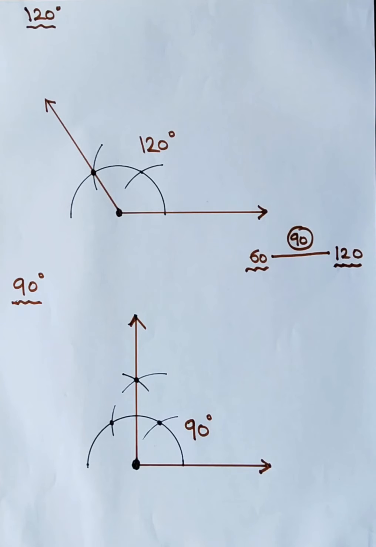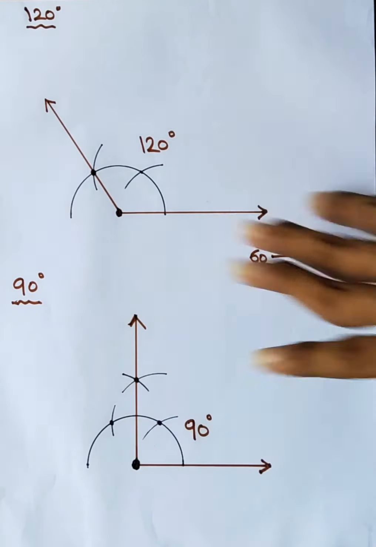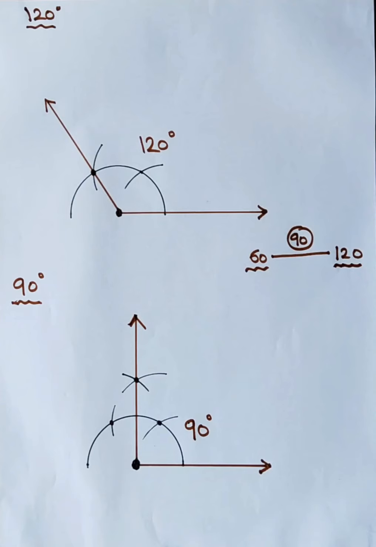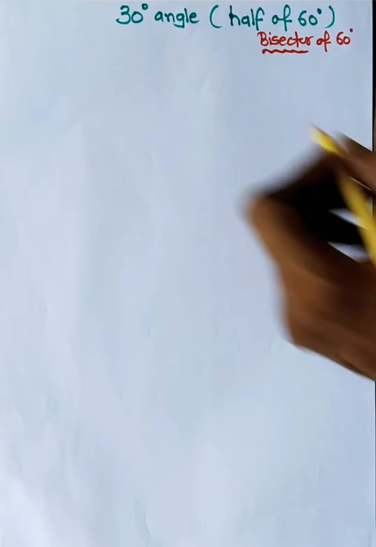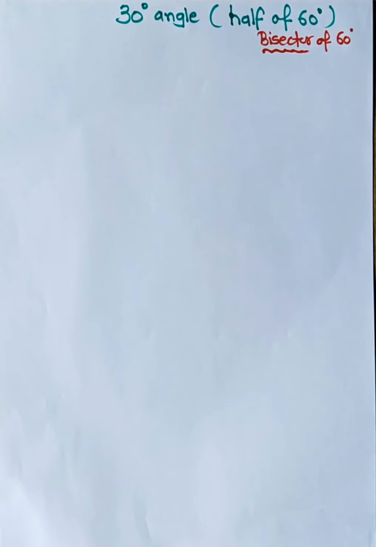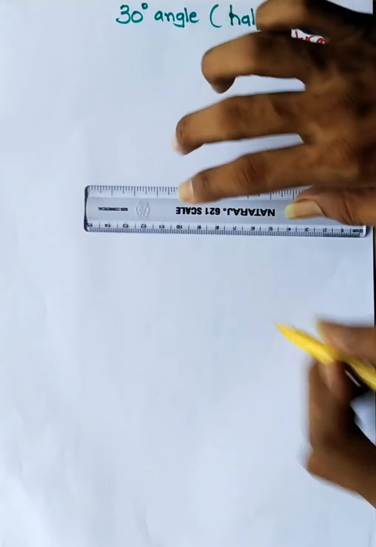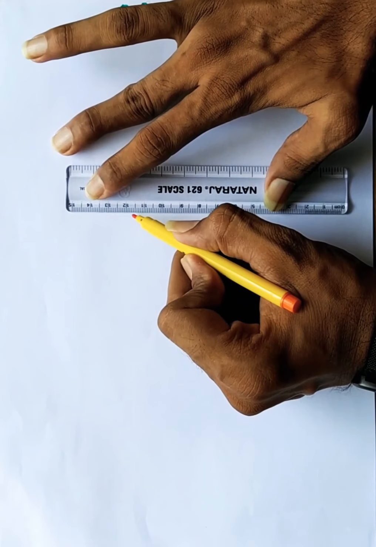Now let us move towards 30, 45 and 150. Okay, now what we will do, we will first make any of these angles 60, 90, 120, and then we will draw the bisector. That means half of that angle, right? To draw 30 degree, we'll complete 60 first and then draw the half, bisect. So half of 60 becomes 30 degree. Now let us see how it happens. Now let us go for 30 degree, which is half of 60 or bisector of 60. So first, before we draw 30 degree, we have to go for 60 degree.